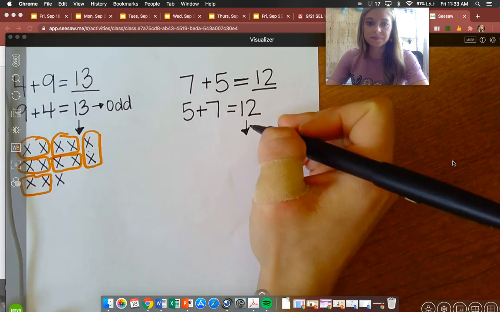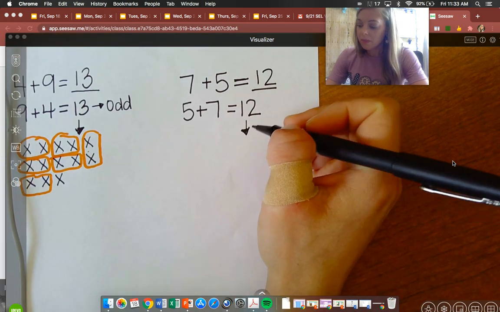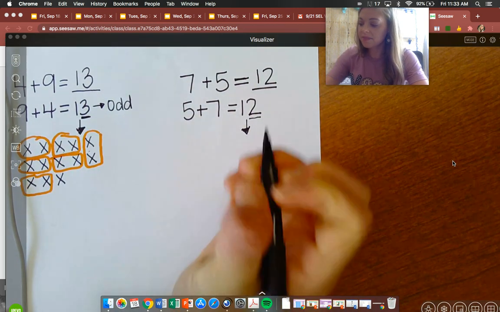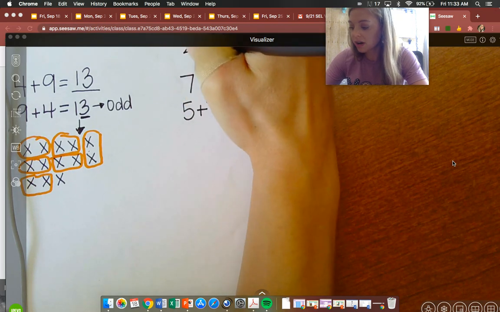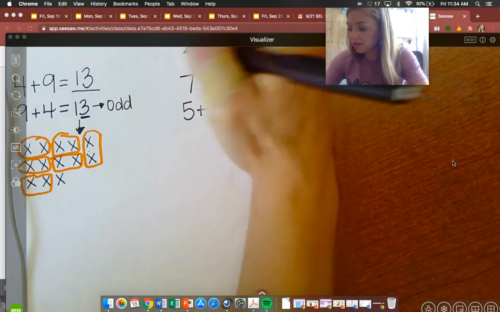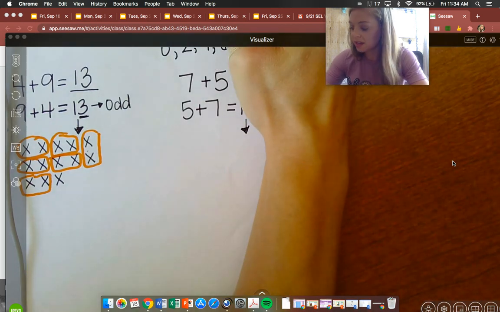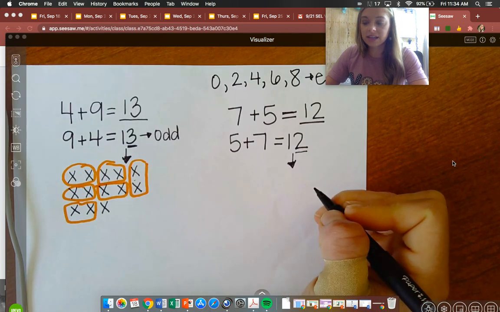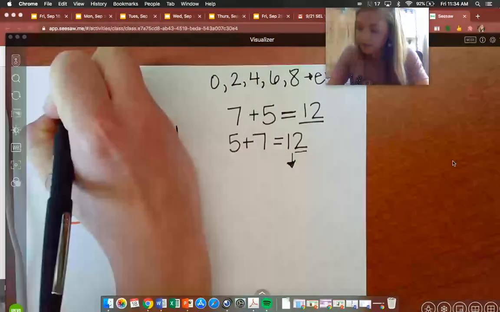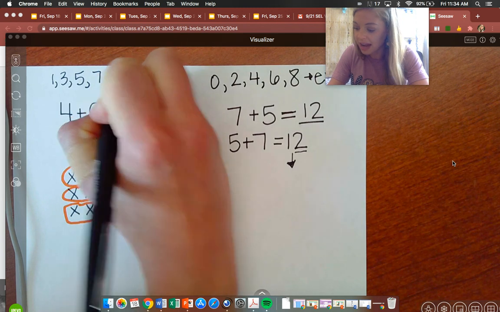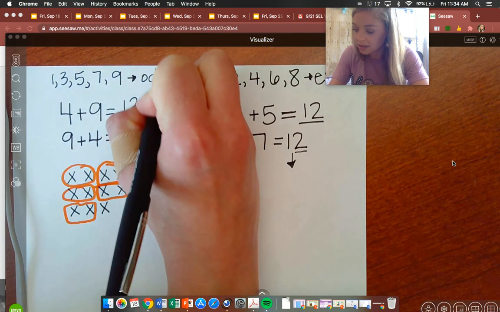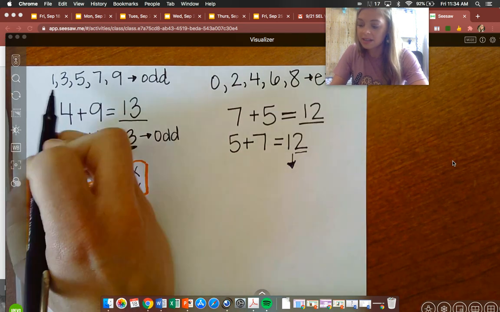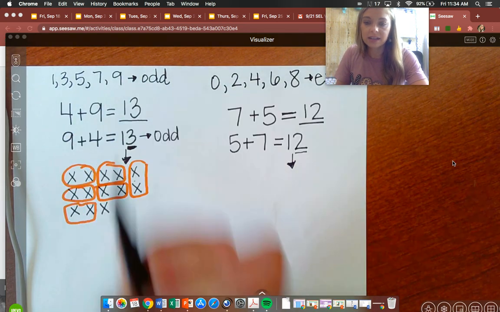Now, remember that you can always just look at the number in the ones place too, just like here, okay? If a number ends in 2, 4, 6, or 8, or even 0, they're going to be even. But if a number ends in 1, 3, 5, 7, or 9, it's going to be odd. So just like here, 13 has a 3 in the ones place. A 3 means that a number is odd in the ones place.